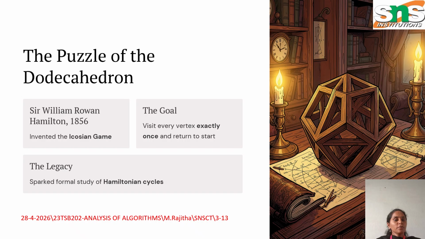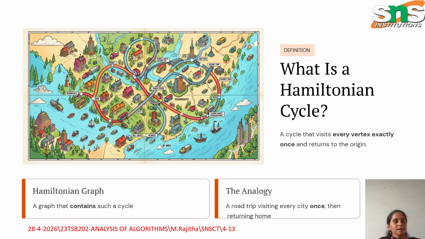The history of the Hamiltonian circuit problem begins with Sir William Rowan Hamilton in 1856. He invented a mathematical game called the Icosian game. In this game, players had to travel through every vertex of a graph exactly once and return to the starting point. Although it was designed as a puzzle, it later became an important mathematical problem. This puzzle inspired researchers to study paths and cycles in graphs.